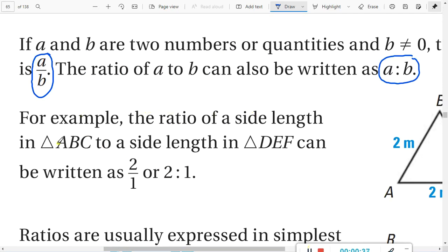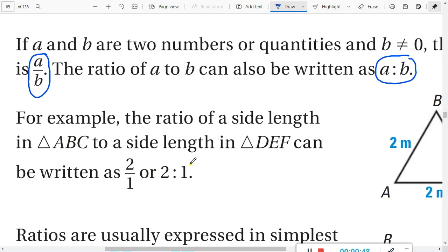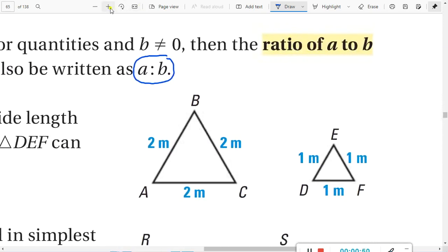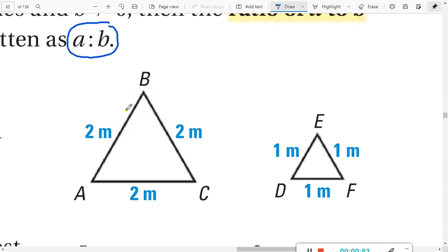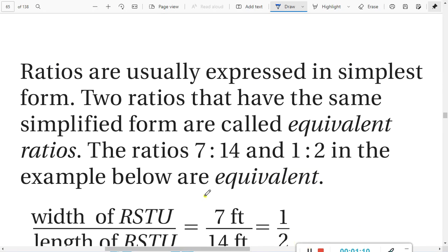All right, the ratio of a side length in triangle ABC to a side length in triangle DEF can be written as 2 over 1 or 2 to 1. So here is triangle ABC. All of the side lengths are 2 meters. Here's triangle DEF. All of the side lengths are 1 meter. So the ratio of the side lengths is just going to be 2 over 1. Ratios are usually expressed in simplest form.